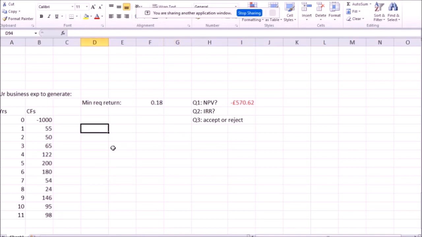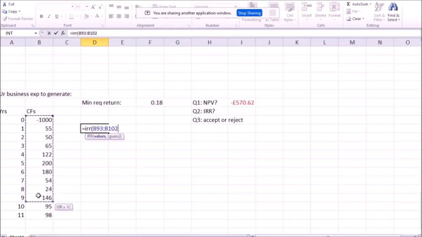So let's calculate IRR. For IRR, it's very simple. Equals IRR. In Excel, things are simple. Open the brackets. What does it say? Just values. Just values. Oh, so easy. Guess, it doesn't matter. Forget about the guess. Don't give your guesses to the computer. It doesn't need it. Close the brackets. Enter. That's all.